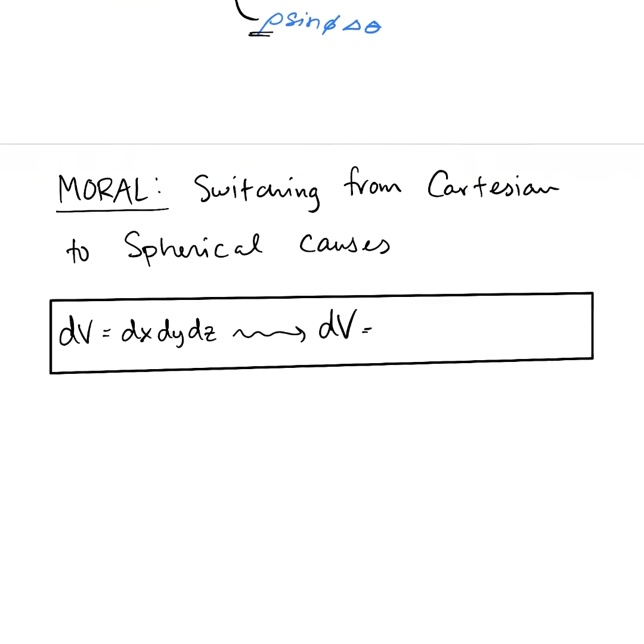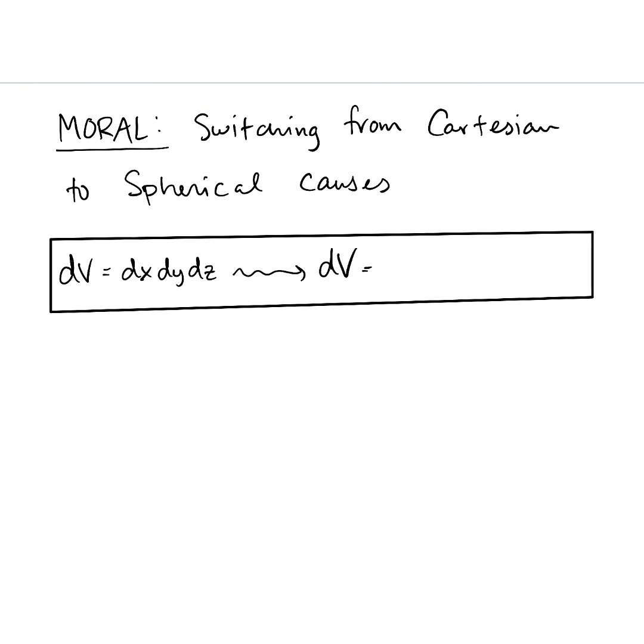Thus, the moral: when you're trying to do a triple integral with respect to volume dV, and you're going to go from Cartesian to spherical, well, in Cartesian it's easy. It's dx, dy, dz in any of the 6 orders. We just discovered that if you switch to spherical, the role of dV becomes rho squared sine phi d rho d phi d theta. So that's the analogous moral when you're switching into spherical.